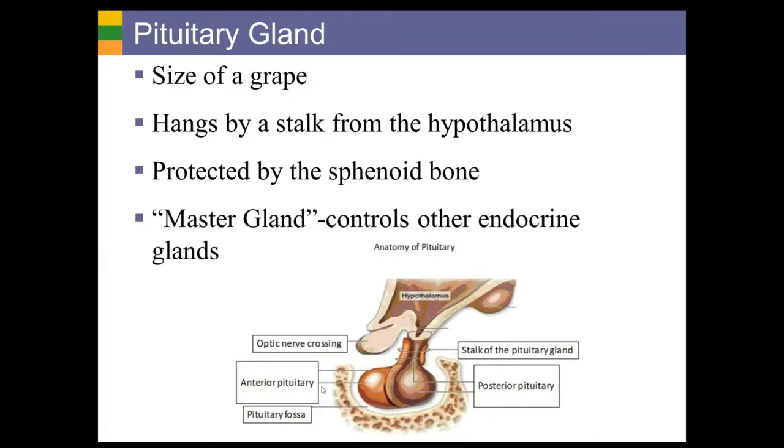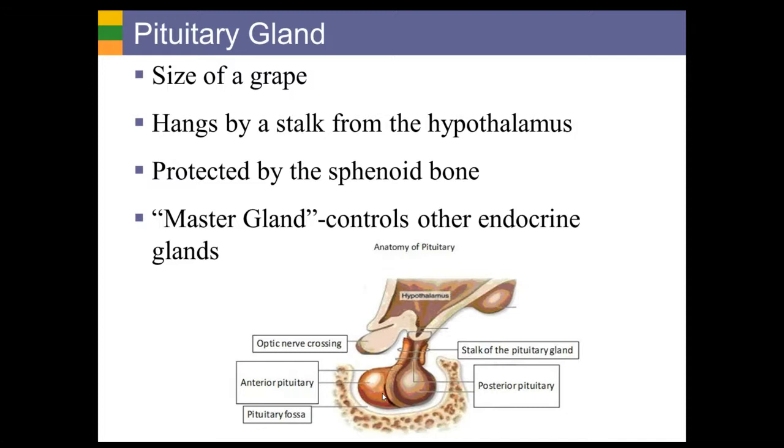But the pituitary gland is controlled by the hypothalamus. The hypothalamus regulates the pituitary gland. So really, it's the hypothalamus that's really the master gland, even though you'll hear people in text talk about the pituitary gland as the master gland.